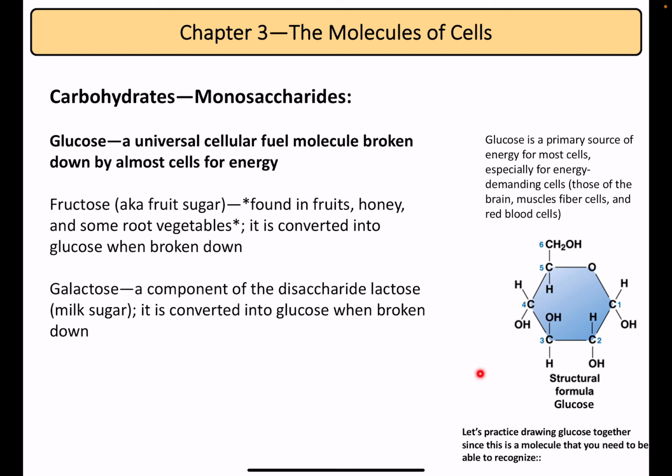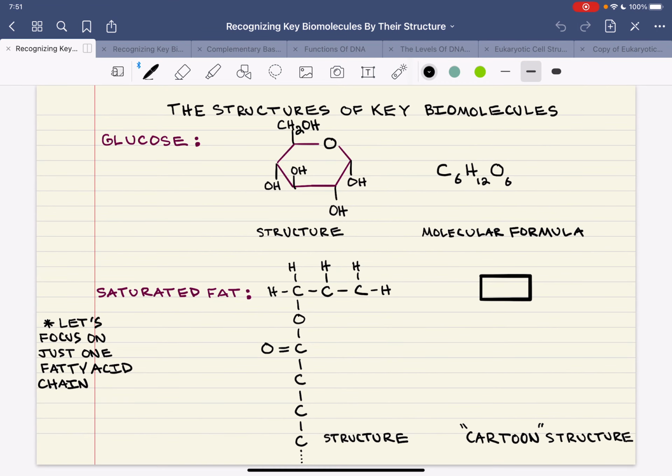And since glucose is so important, this universal cellular fuel that powers life, it's one of the few molecules that I want you to be comfortable recognizing in terms of its basic structure. So here's glucose on the right. Since it's important, we're going to jump over to my drawing, and we're going to draw it out again on our own.